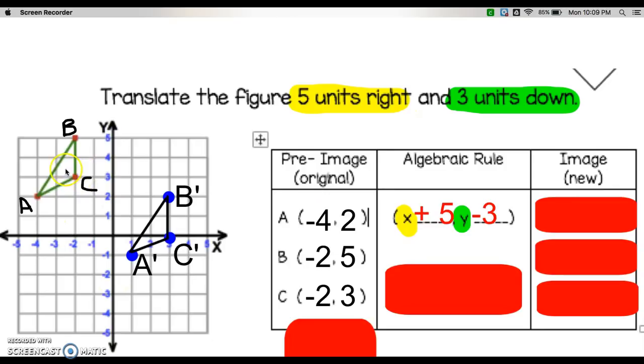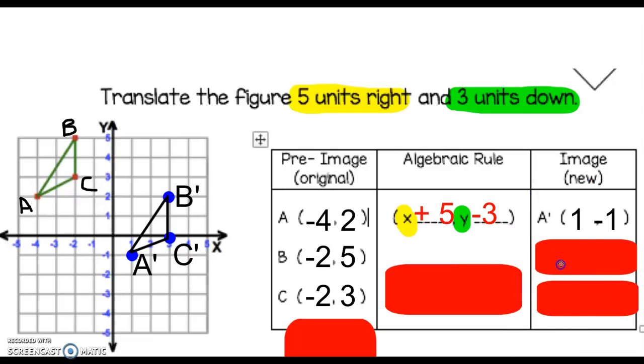Okay, so we translated the figure 5 units right and 3 units down. This was my pre-image, the original, and this is my image. And notice that you know it's the image because of this prime mark next to the letters. And the last step is just to record the new ordered pairs. So A prime is at (1, -1), B prime is at (3, 2), and C prime is at (3, 0).